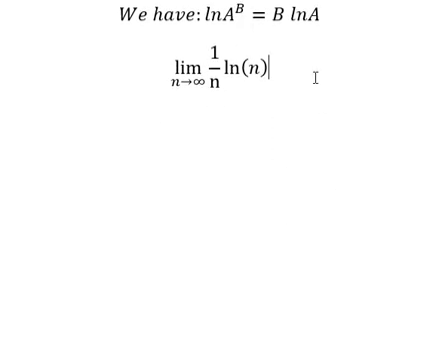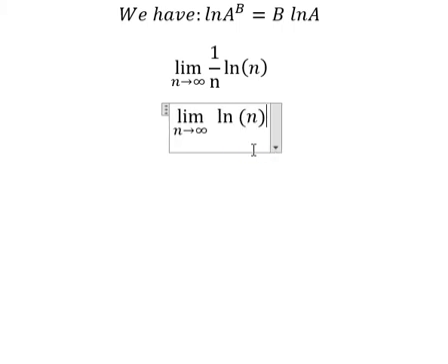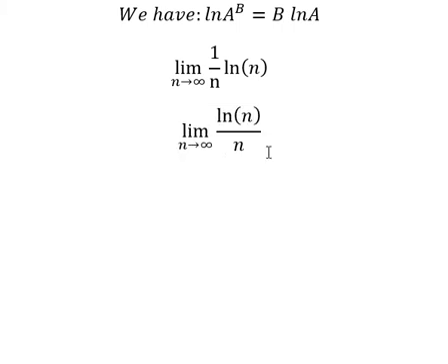Next, we can put like this. When n approaches to positive infinity, this one will go to positive infinity. This one will go to positive infinity. So we have positive infinity over positive infinity. So we can use about L'Hospital.